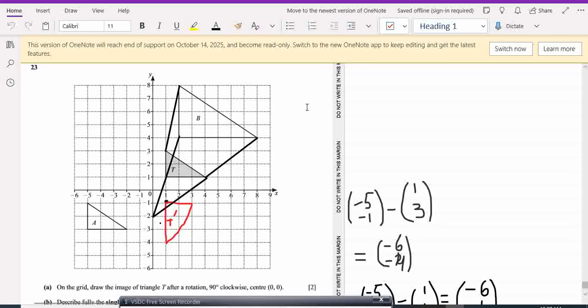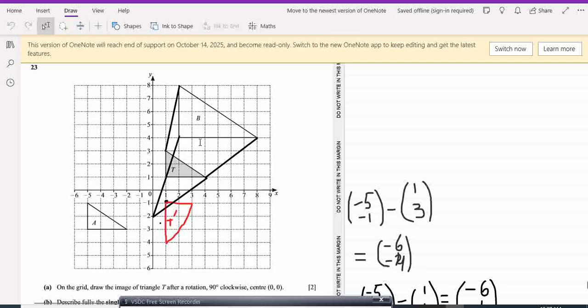Next is describe the single transformation that maps T onto B. It is very obvious that this side is 2 units and this side is 1 2 3 4 units. This side is 3 units and this side is 1 2 3 4 5 6 units. So each side has been enlarged by 2. This is enlargement with scale factor of 2.